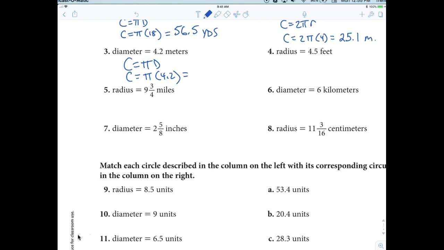13.2. You may agree with 13.2 meters. 13.2 meters. All right, Allison, what's up?